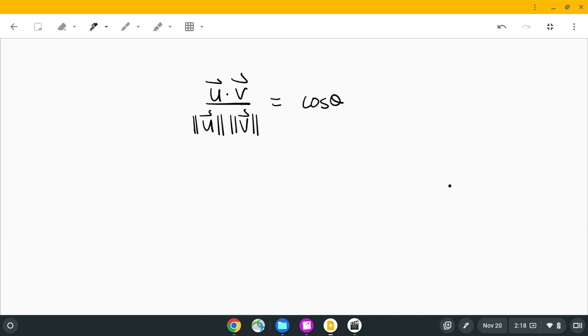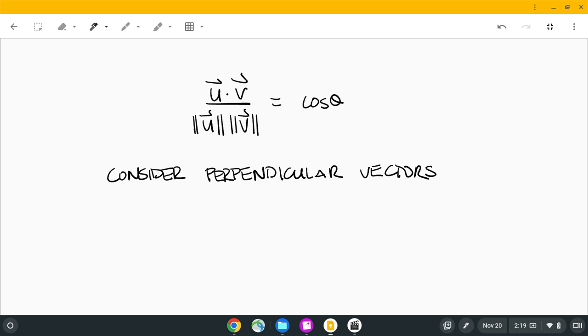So let's take a look at perpendicular angles, or perpendicular vectors. Perpendicular means that they intersect at 90 degrees. So if I have one vector like this, let's call this one u, and I have another vector here, we'll call this one v, then they intersect at 90 degrees.